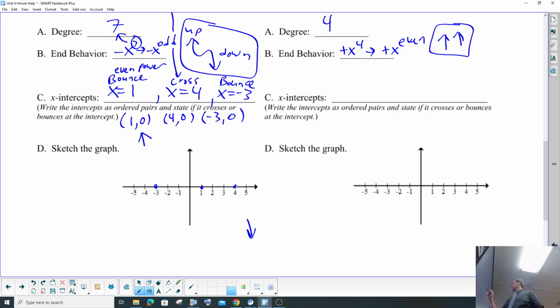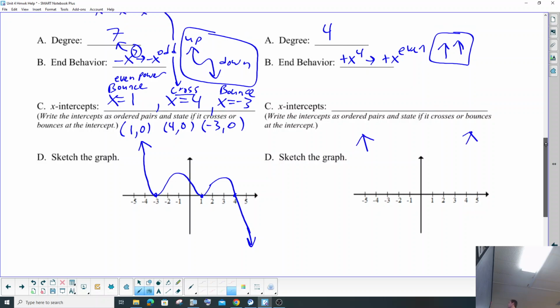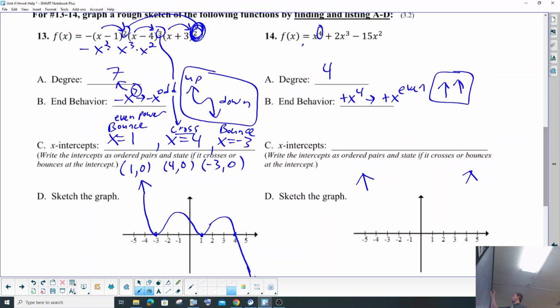So at negative 3, we're going to bounce. And then at 1, we're also going to bounce. And at 4, we're going to cross through. And this one is even, so up, up. And this one, whoa, that's evil. We have to pull out a GCF, which we're going to do in 1 second.